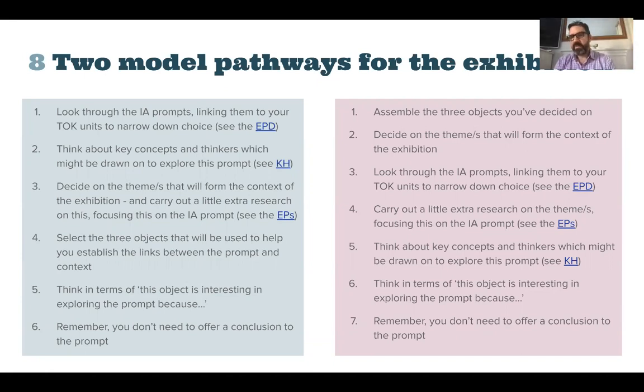Then they would look through the IA prompts. So we've got these three objects. We think that we'd like to discuss them in relation to technology, or language, or maybe a couple of those. Now let's look through the IA prompts and try to link them to what we already know, the units that we have covered during our TOK course. What have I found interesting? Have I found perspectives interesting? Have I found thinking about ethical aspects of knowledge interesting? What shall I link it to, so that the IA prompt will work for me? Again, you can have a look at the exhibition prompt decoder for that bit.